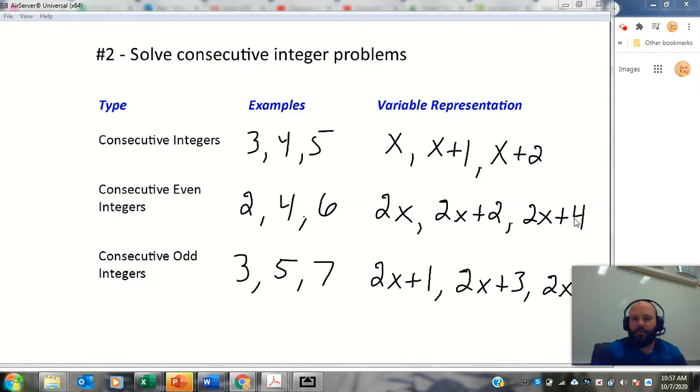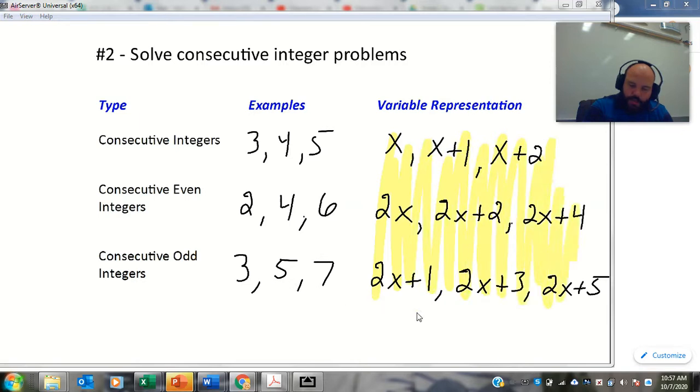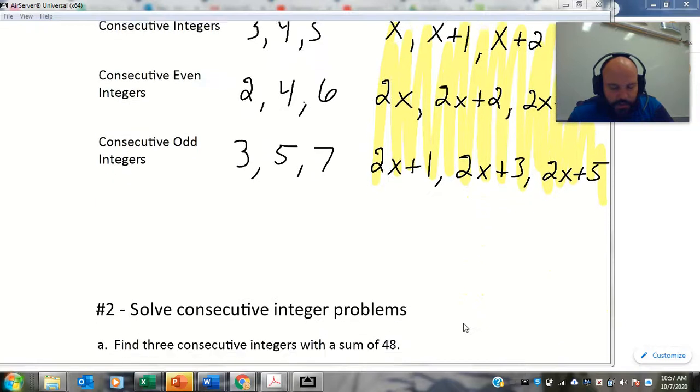Okay, so here are 3 different ways to represent consecutive numbers. If it's just consecutive integers, you can do x, x plus 1, x plus 2. Consecutive even integers need to be 2x, 2x plus 2, 2x plus 4. Consecutive odd integers need to be 2x plus 1, 2x plus 3, 2x plus 5. So this part right here is very important for the next couple problems, or actually the rest of the problems in this video.